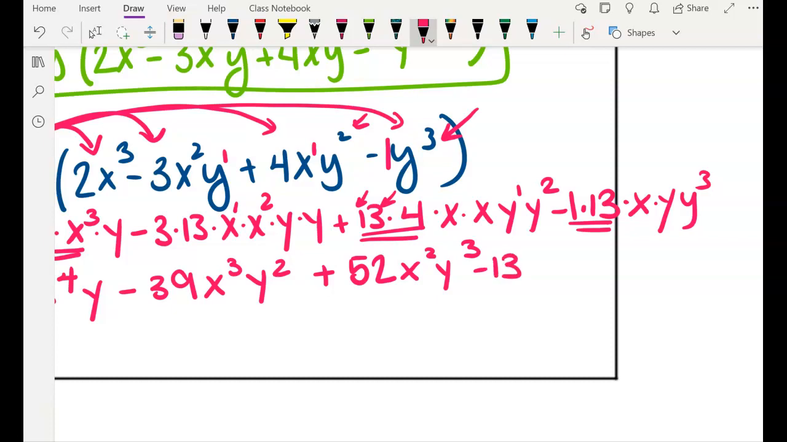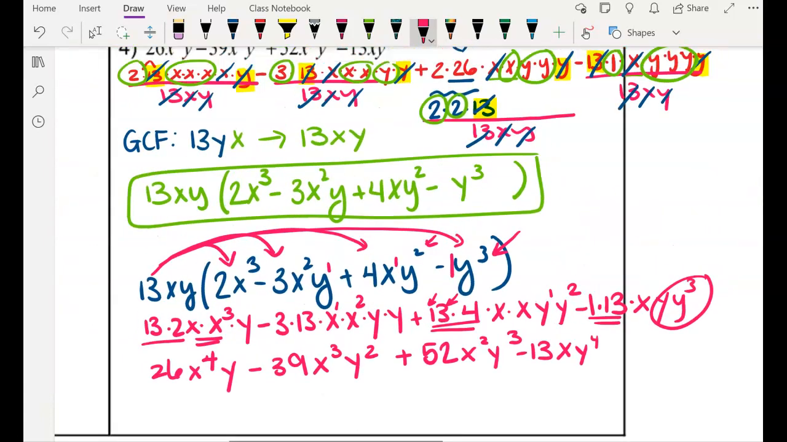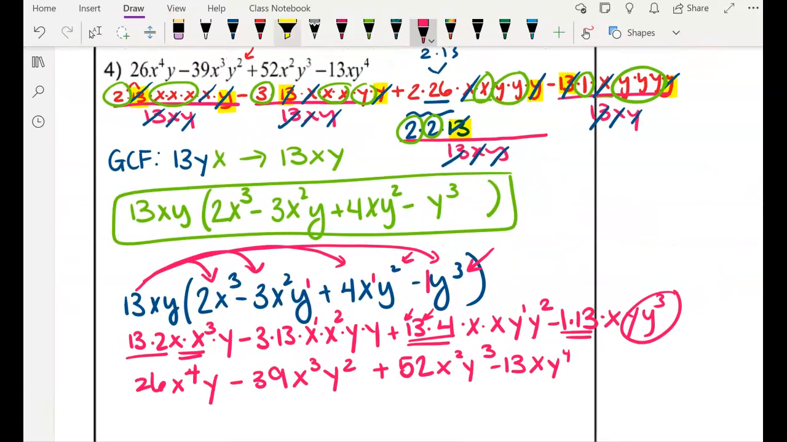Minus 13, we have 1 x only here. This has y1 and y to the third, and y to the fourth. Now let's compare that, pinch it in. Is that looking like that? And if you said yes, that means you did a good job in factoring.